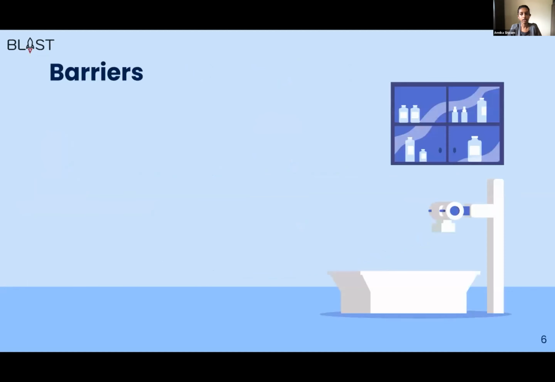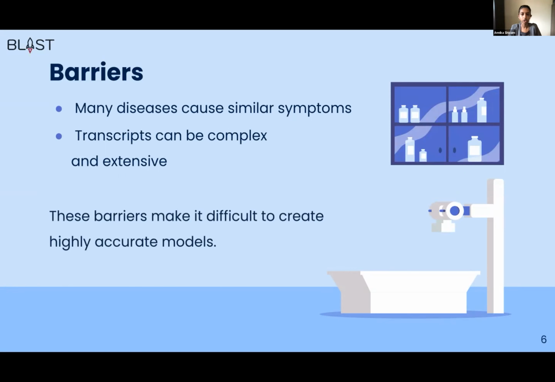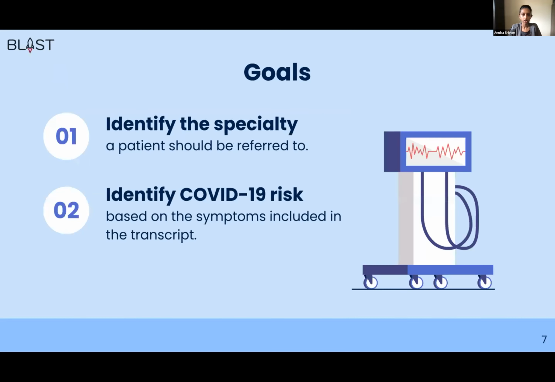It is difficult, however, to create accurate models because multiple diseases have the same symptoms. For example, cancer and sinus infections can both cause fever, fatigue, and headache, but cancer is far more serious than the common cold. Patient transcripts can also be wordy and lengthy, which makes it difficult for the model to train and learn from. When the patient types out a description of their symptoms, our model will return two things. First, the specialist the patient should go to, and second, whether they potentially have COVID-19 or not.